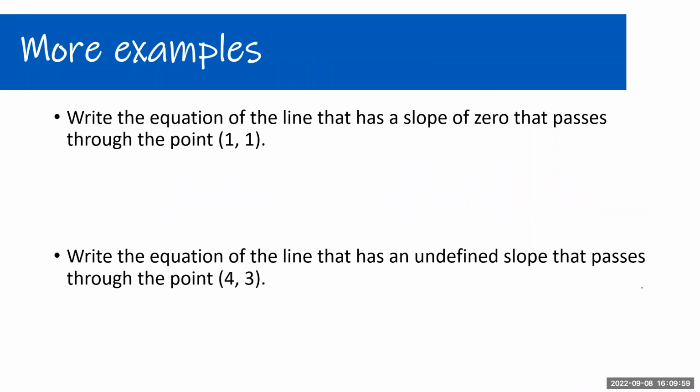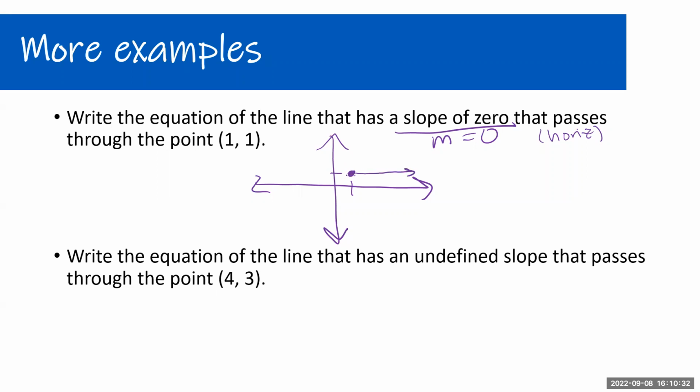Okay, let's talk through some more examples. What about the equation of a line that has a slope of 0, so m equals 0, that passes through the point 1, 1? Well, slope of 0 tells us that it's a horizontal line, right? If it's a horizontal line and it goes through the point 1, 1, if it helps, you can graph it, right? It's going to go right here. And it's a horizontal line.